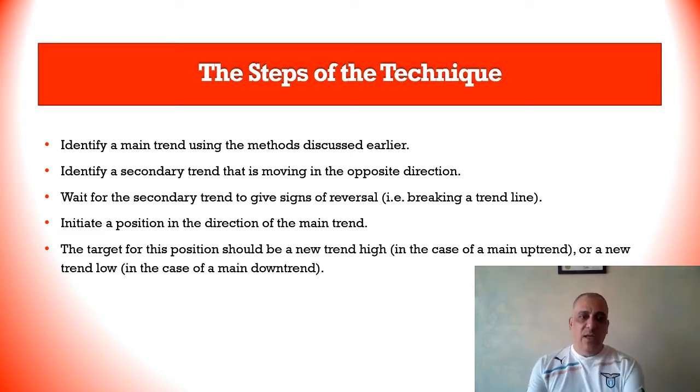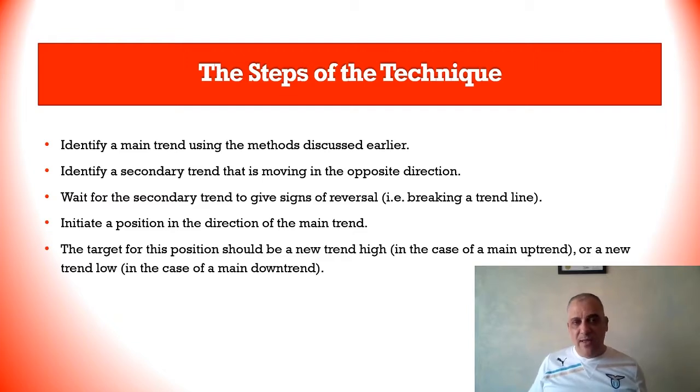Okay, number three, wait for the secondary trend to give signs of reversal. So now I have a main trend. Let's say the main trend is up. I have a secondary trend. In this case, of course, when the main trend is up, the secondary trend is down. That's a must. There's no other way.